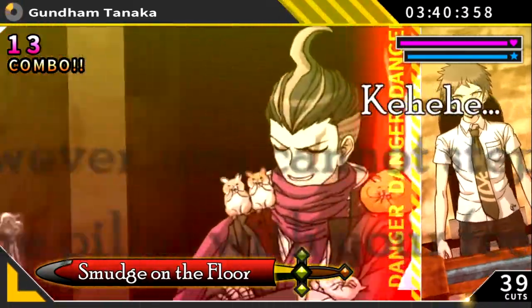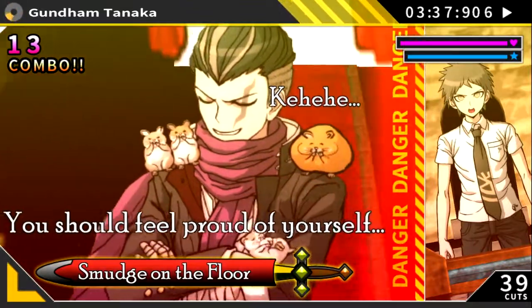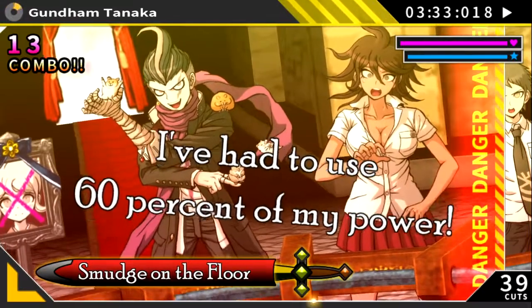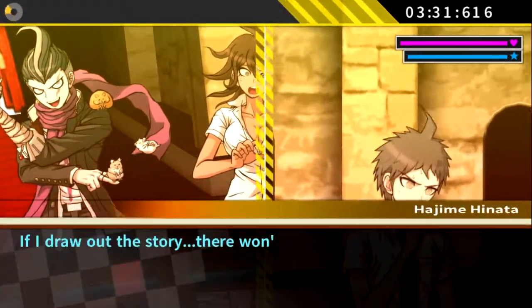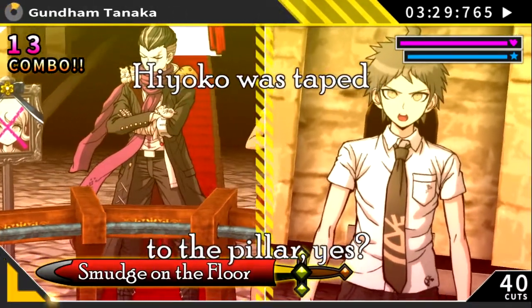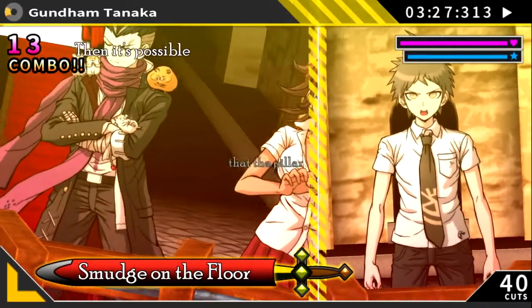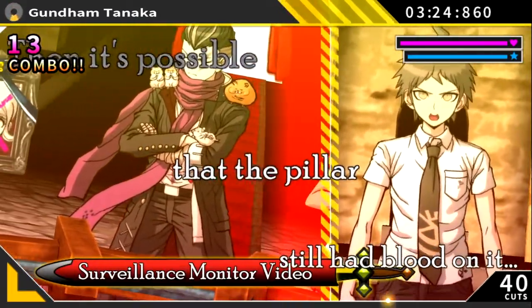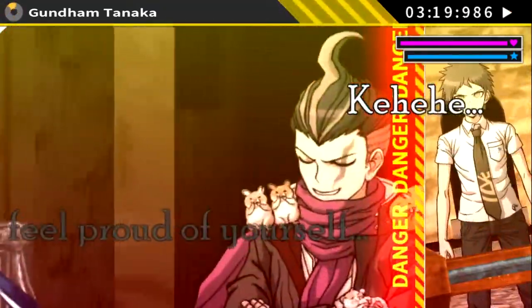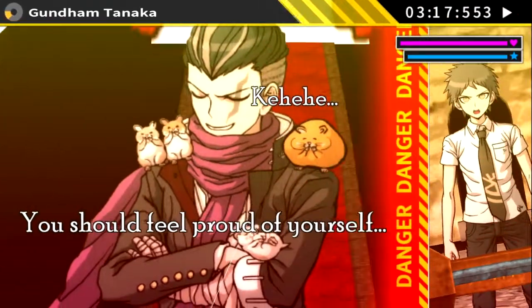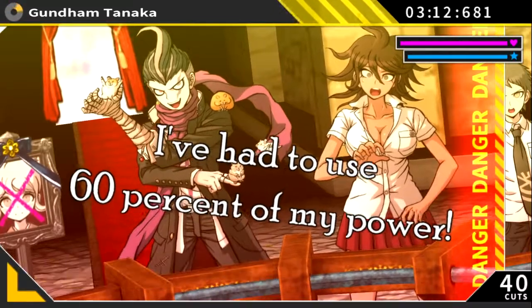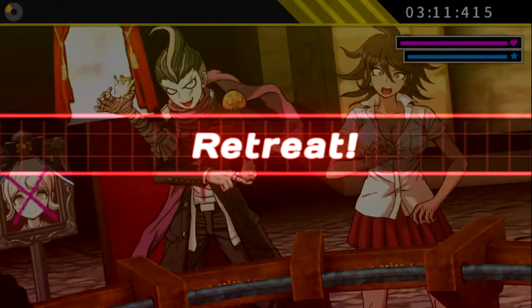Danger! Danger! Danger! You should feel proud of yourself. It's been nearly 3 years since I've had to use 60% of my power. Oh god, I've almost got no frame left. Hiyoko was taped to the pillar, yes, but it's possible that the pillar still had blood on it. However, you cannot step on the pillar with your feet. There we go. Okay, now I got the retreat.